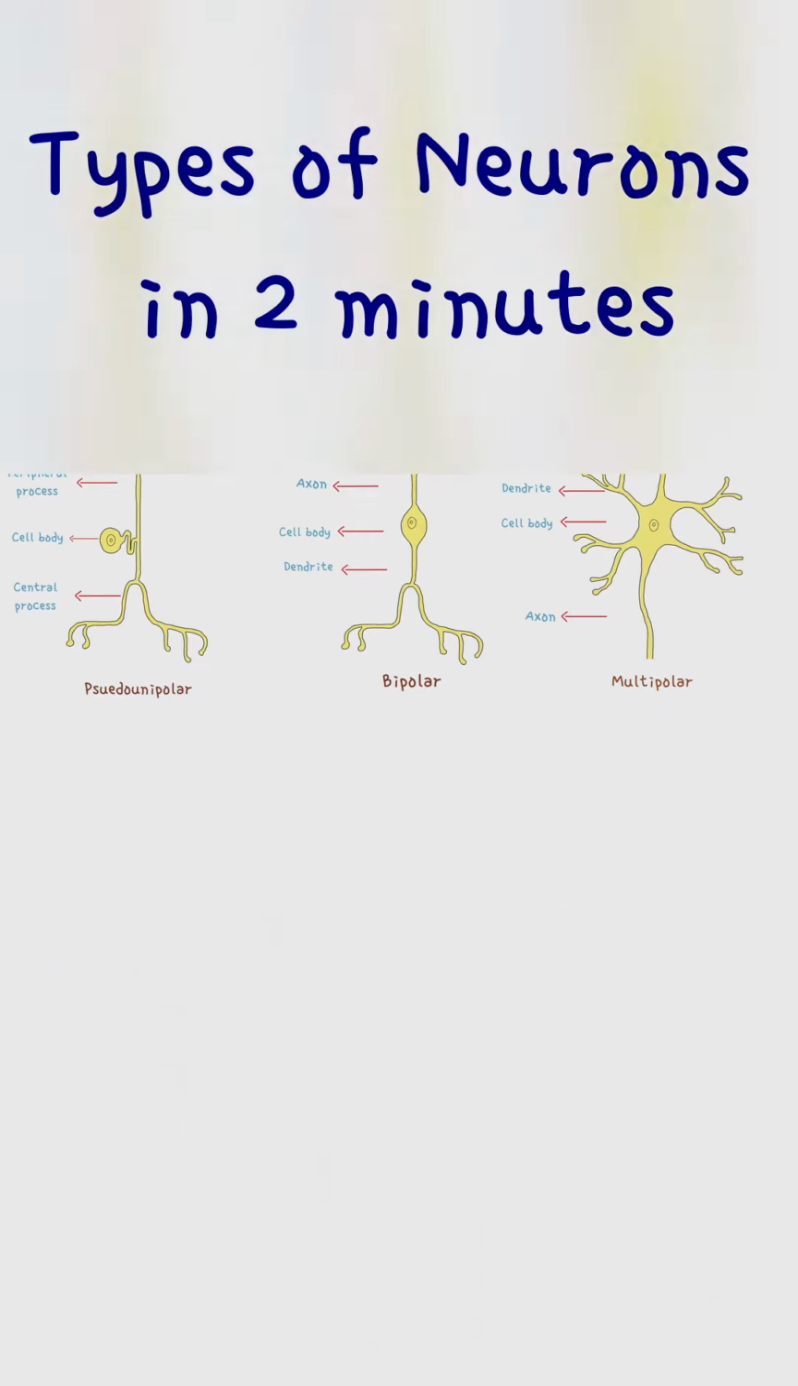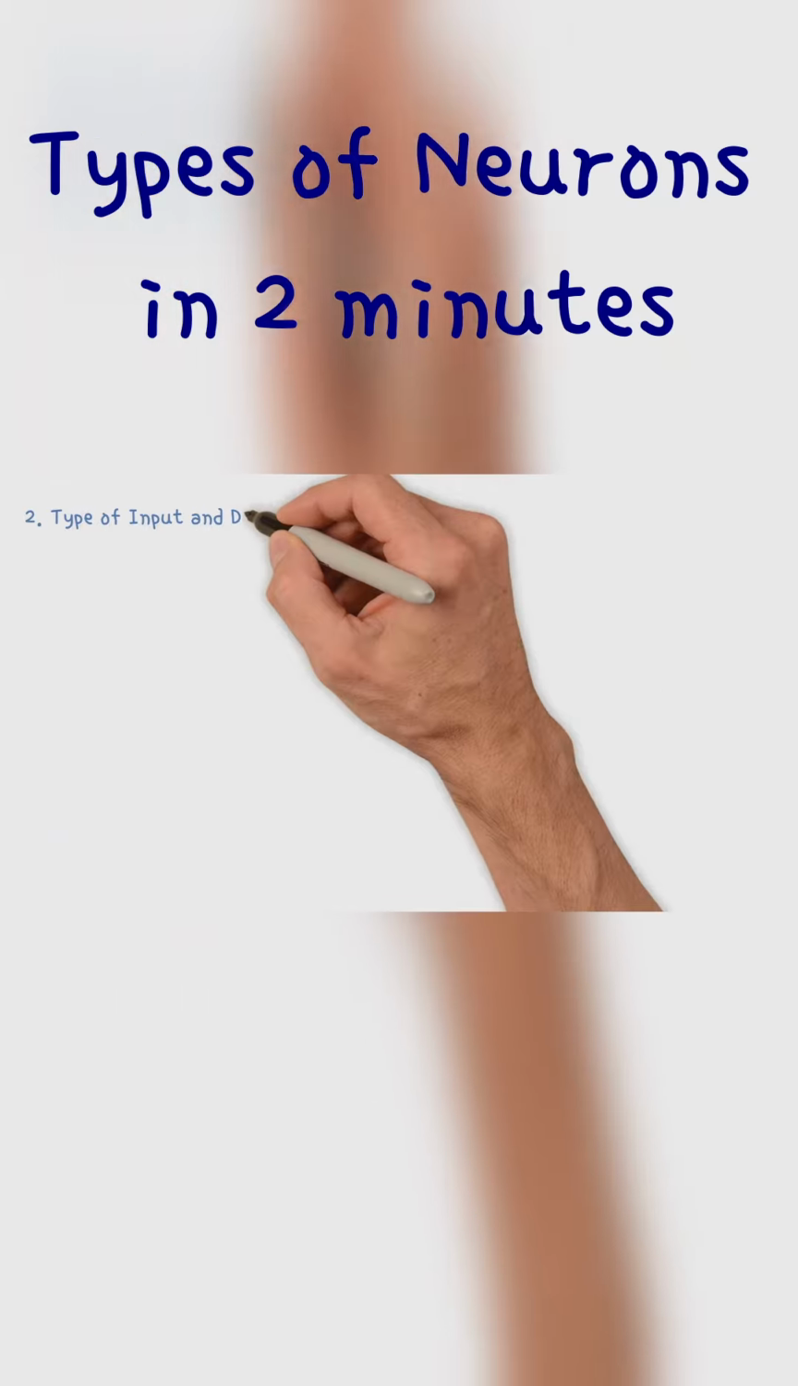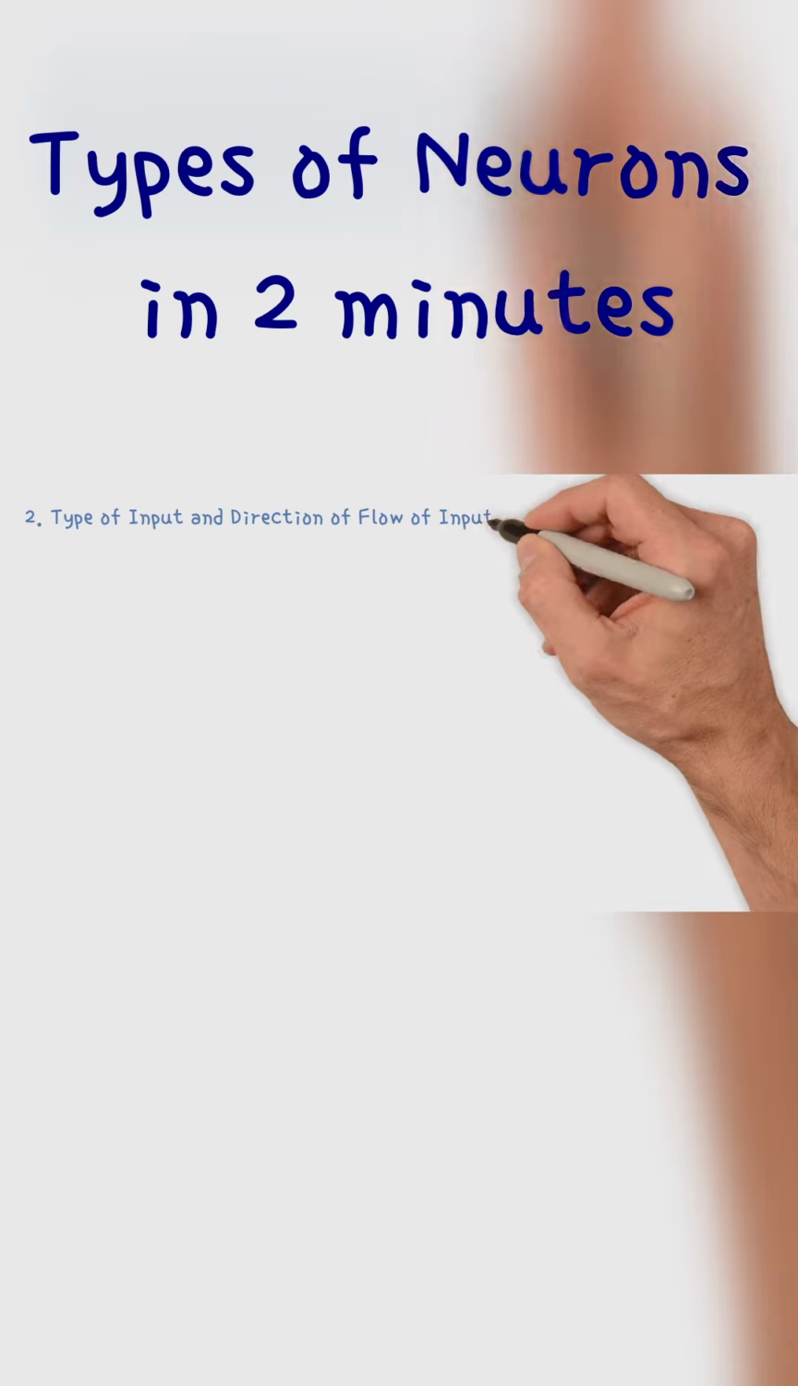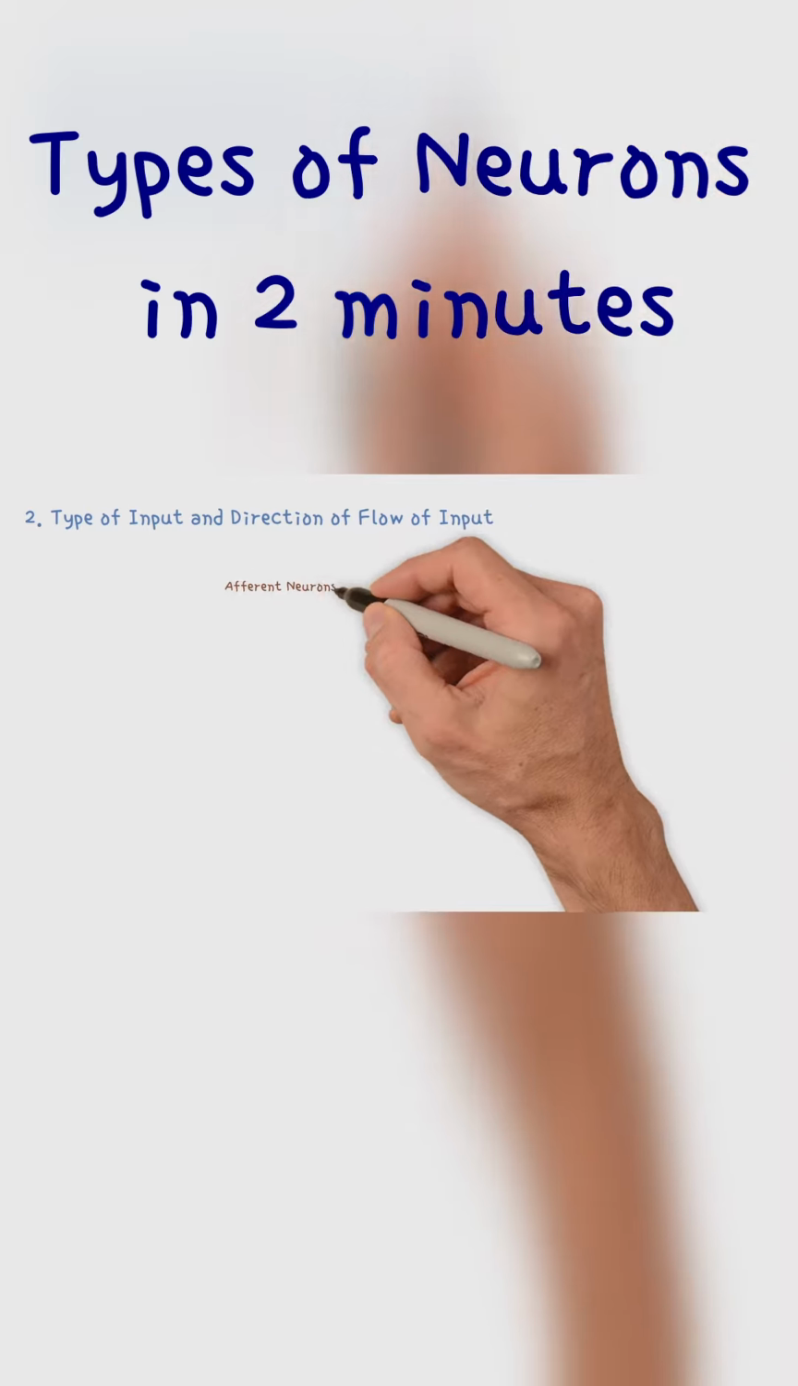Neurons can also be grouped by type of input and the direction of flow of information. The afferent neurons, also called sensory neurons, carry information from the body towards the brain and spinal cord. Think of things like touch, pressure, pain, taste, even gut stretch. All those signals get passed into the central nervous system to be processed.